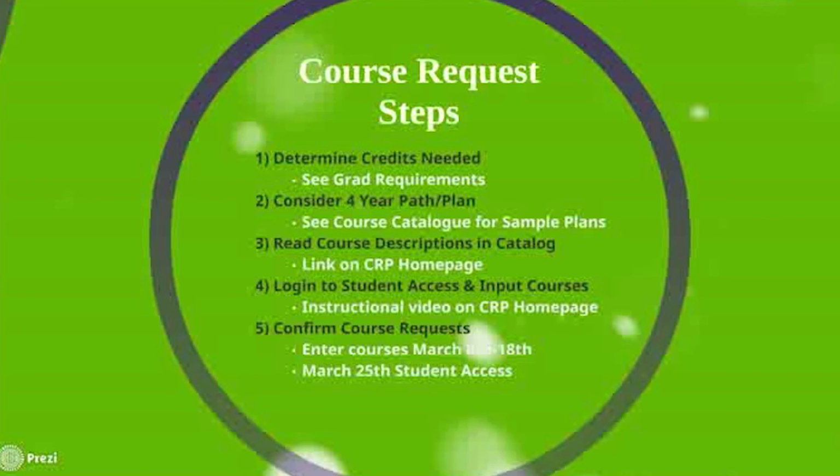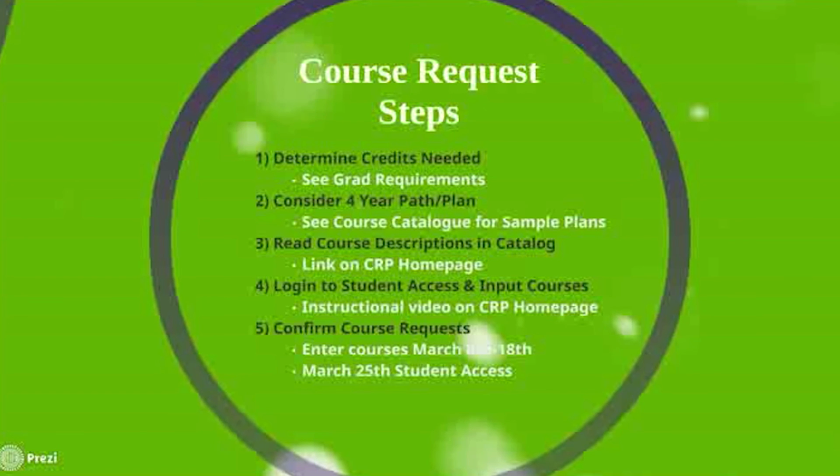Here are your next steps in the course request process. First, you want to determine the credits that you need for graduation. You can find this information out by logging onto Student Access and clicking on the Graduation Requirements tab. Second, you'll want to consider your 4-year plan and path. You can find sample 4-year plans in the course catalog.